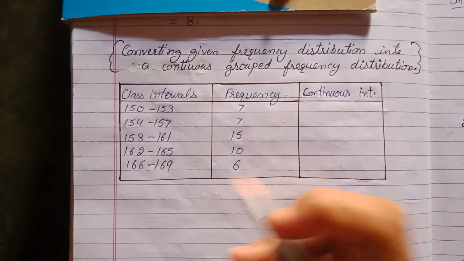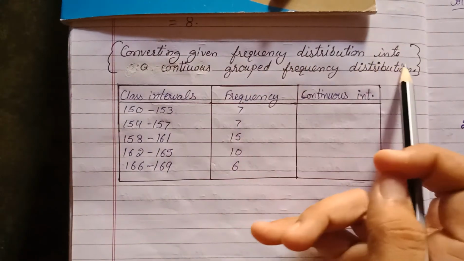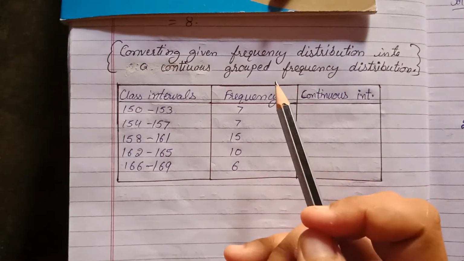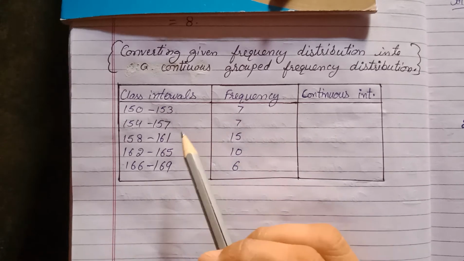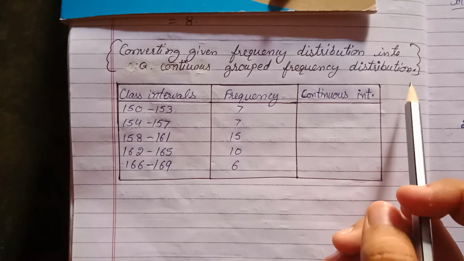Good morning students, today we will do converting a given frequency distribution into a continuous grouped frequency distribution. Sometimes grouped data is given to us and we don't know whether the data is continuous or not. So let us see how to convert that data into a continuous grouped frequency distribution.